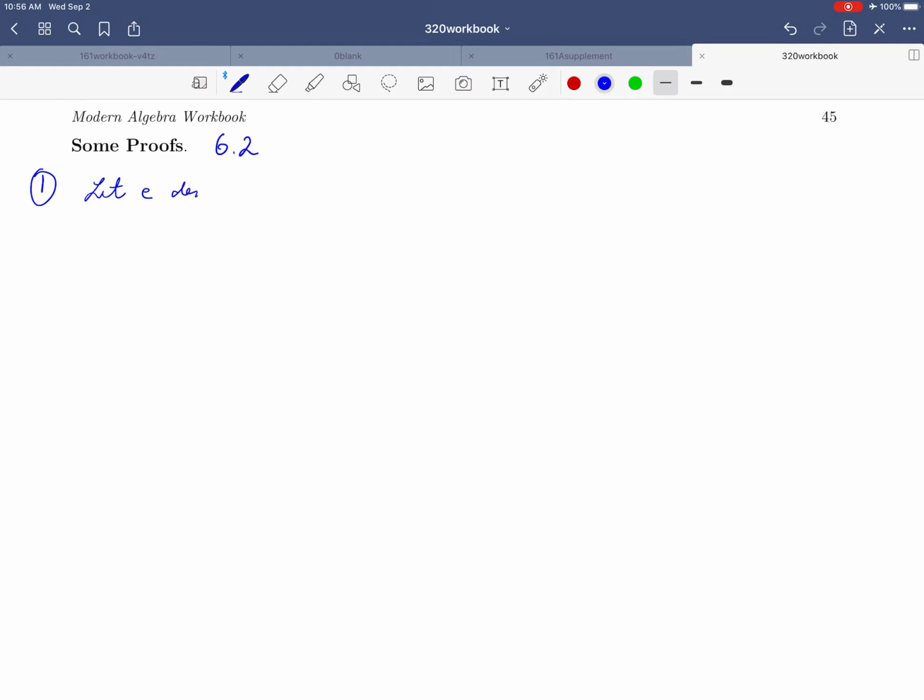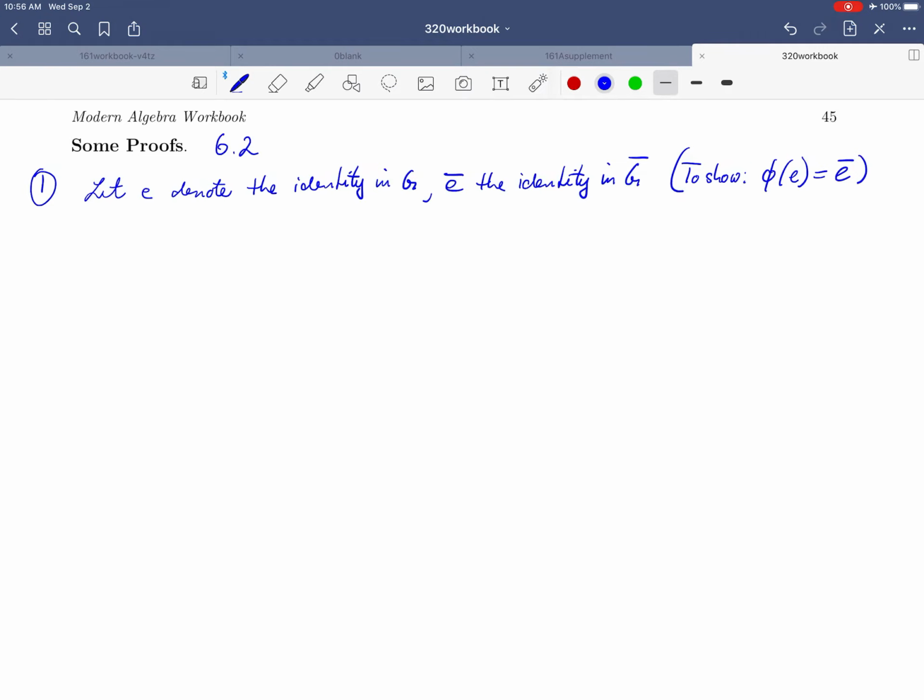So let E denote the identity in G, and E bar the identity in G bar. And what we need to show is that phi of E is equal to E bar, so that phi sends the identity in G to the identity in G bar. Okay, so what do we really know?